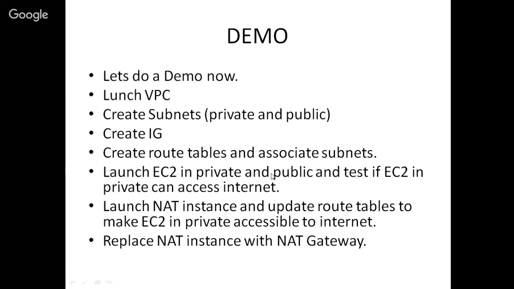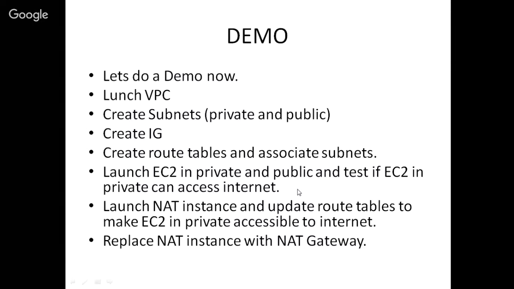Okay. Next is demo. So I will go to my Amazon console and will show you a quick demo. Like I will launch a new VPC, then I will create some subnets, private subnet and public subnet. I will create one internet gateway. I will create some routing tables and associate my subnets with the routing table. And after that, I will launch some EC2 instances, some in private and public subnet, and will test if EC2 in private subnet can access the internet.